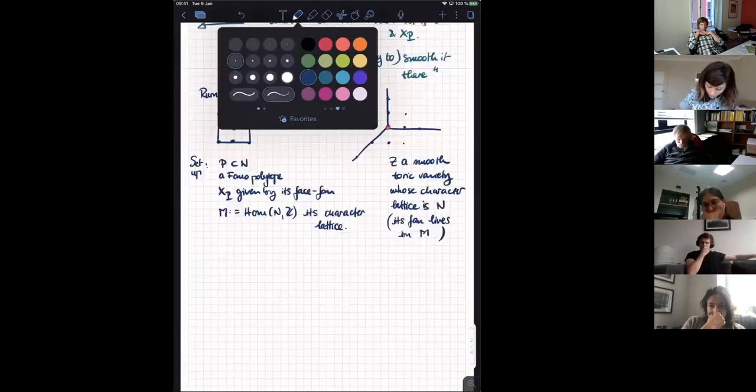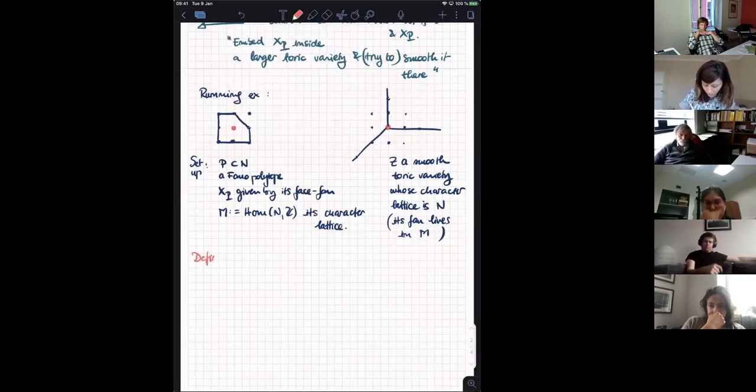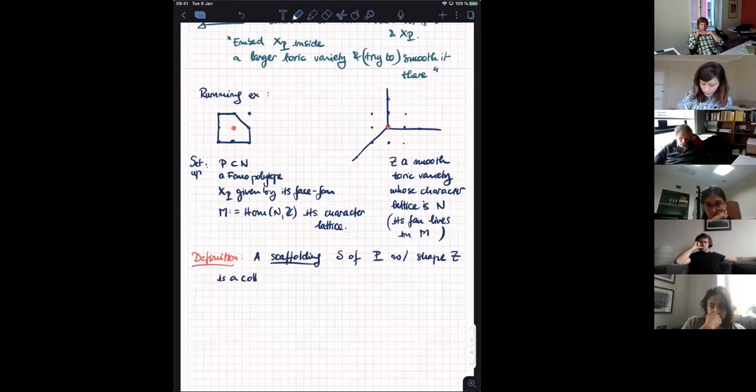Definition. Each fan lives in the other's character space. So a scaffolding S of P, so of the polytope that we start with, and shape Z, the auxiliary shape, is a collection of torus invariant nef divisors on Z. So this is very important. We're just going to denote them by D_i.